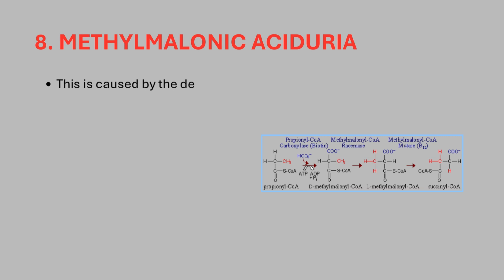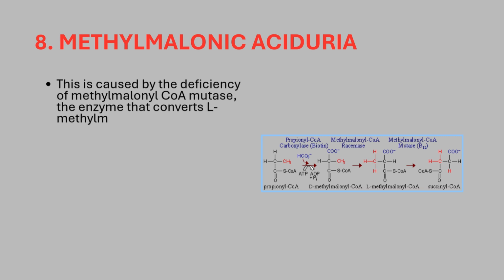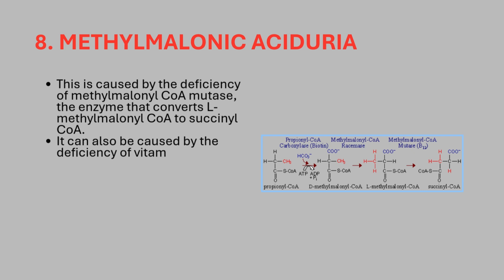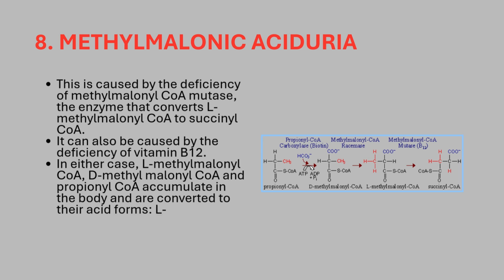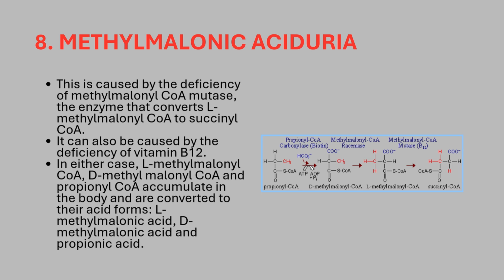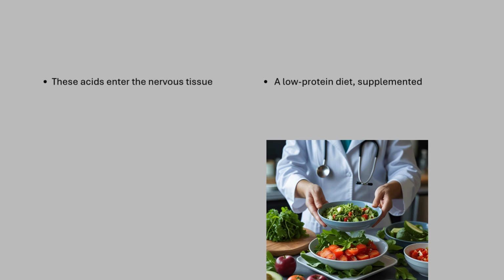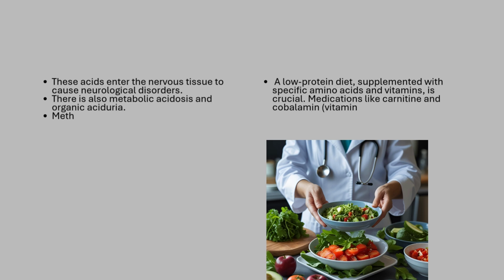Number 8. Methylmalonic aciduria. This is caused by the deficiency of methylmalonyl-CoA mutase, the enzyme that converts L-methylmalonyl-CoA to succinyl-CoA. It can also be caused by the deficiency of vitamin B12. In either case, L-methylmalonyl-CoA, D-methylmalonyl-CoA and propionyl-CoA accumulate in the body and are converted to their acid forms: L-methylmalonic acid, D-methylmalonic acid and propionic acid. These acids enter the nervous tissue to cause neurological disorders. There is also metabolic acidosis and organic aciduria.